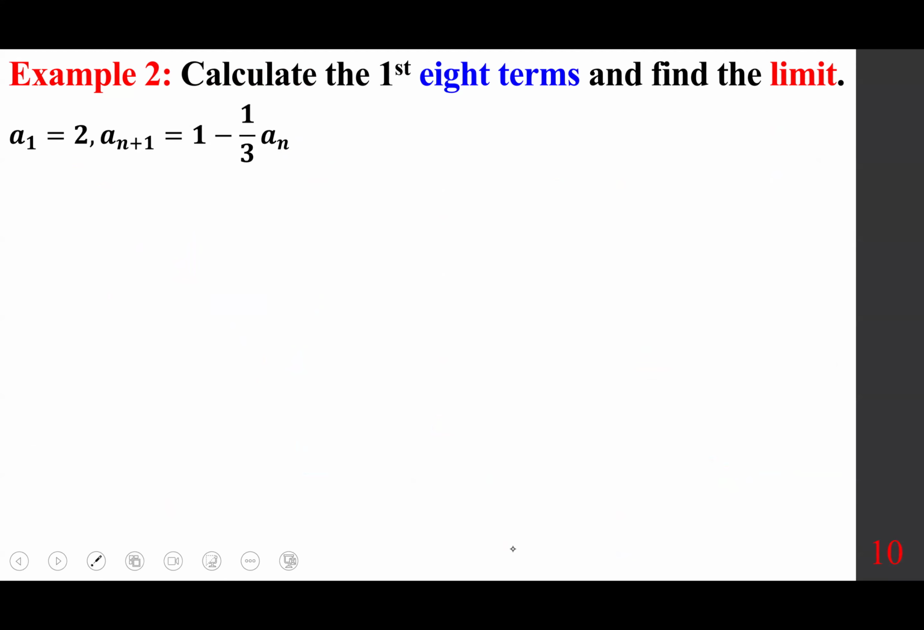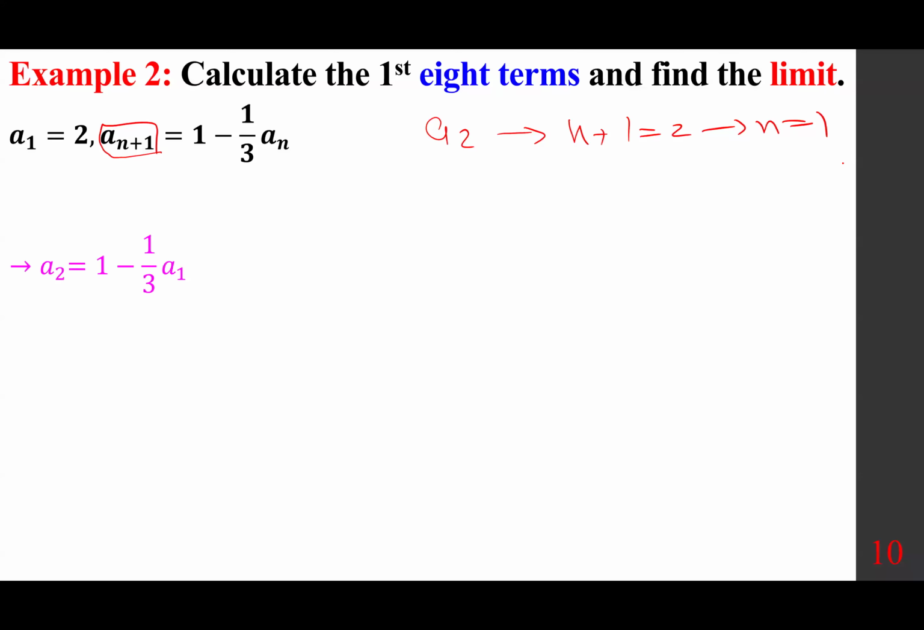Calculate the first 8 terms and find the limit. In order to find the limit, you can calculate the first few terms. That's what they are asking. a sub 1 is given, along with a general term a sub n plus 1. Obviously, the next one is a sub 2. To get a sub 2, n plus 1 must be 2, which means n must be 1. In other words, a sub 2 is 1 minus 1/3 a sub 1.